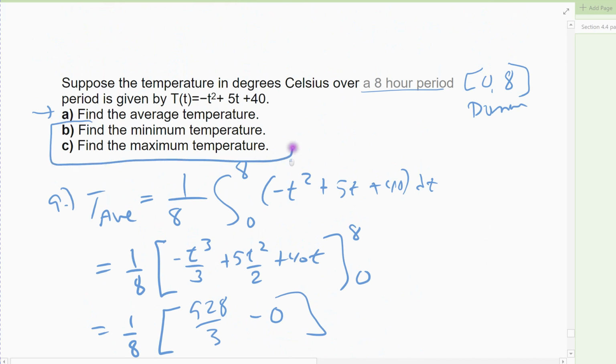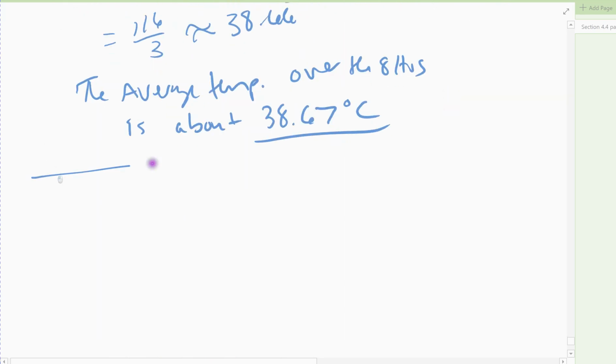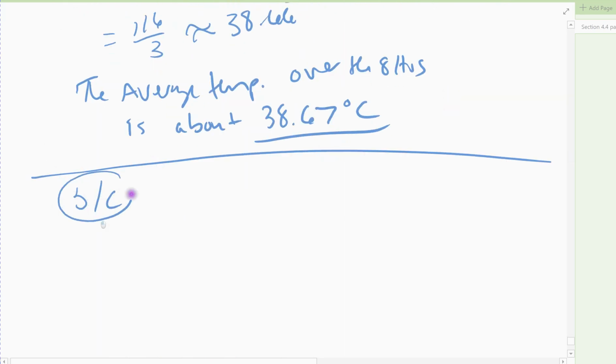B and C are actually throwback questions, right? What's the minimum and maximum temperature? Well, it's a closed domain. We're starting at 0, stopping at 8. And so B and C is actually what we did in Chapter 3. We want to find the absolute max and min temperature from 0 to 8.